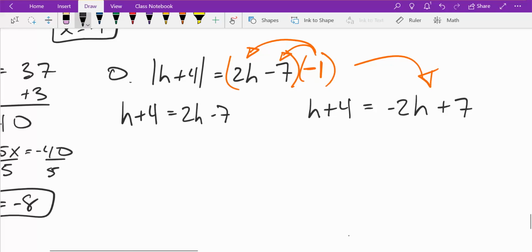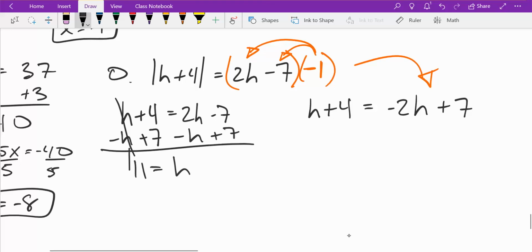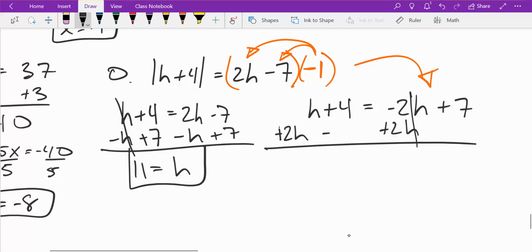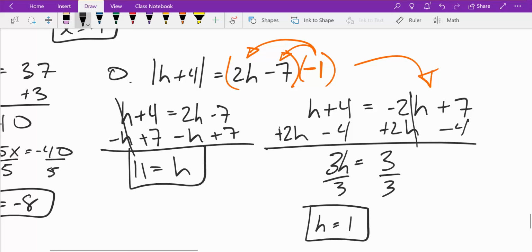So now let's get our h's on the same side. If I subtracted h from both sides, that would get my h's on the right, which means I want my constants on the left, so I'll add 7 to both sides, and we get h equals 11. Or we can add 2h to both sides. If we're getting our h's on the left, then we'll get our constants on the right, so we need to subtract 4. So we get 3h equals 3, divide by 3, and h equals 1.